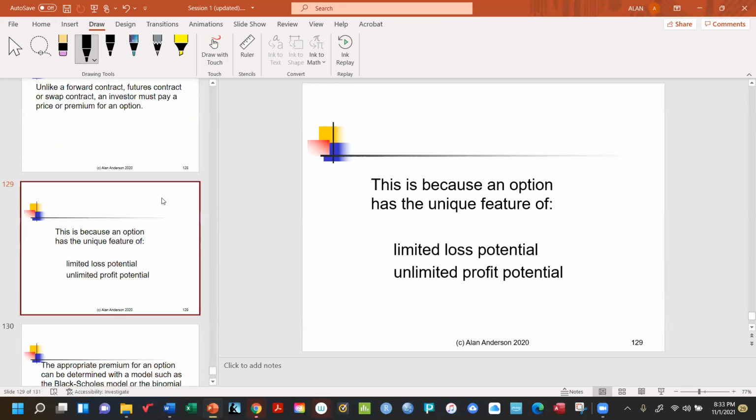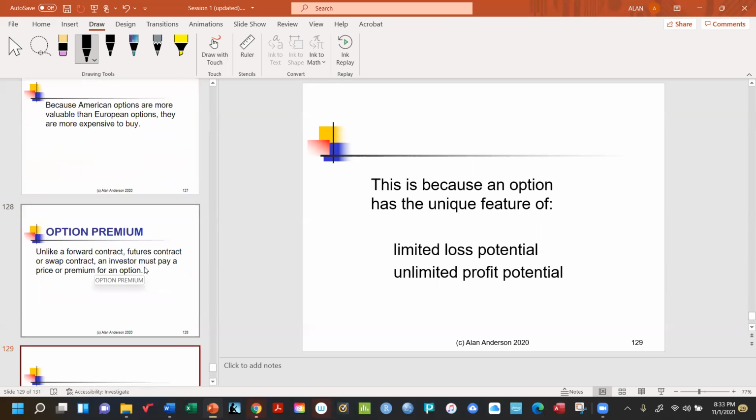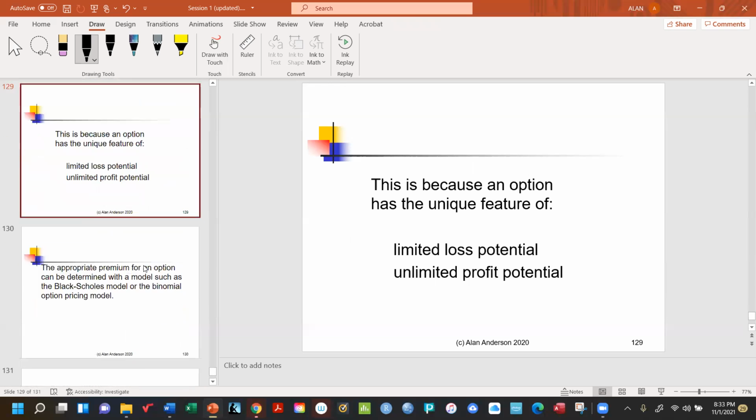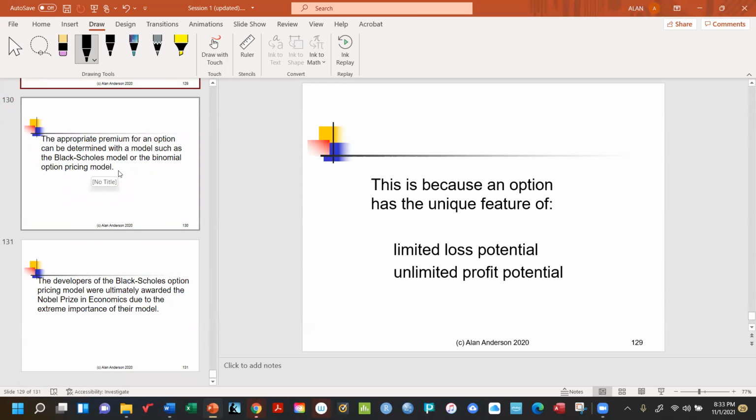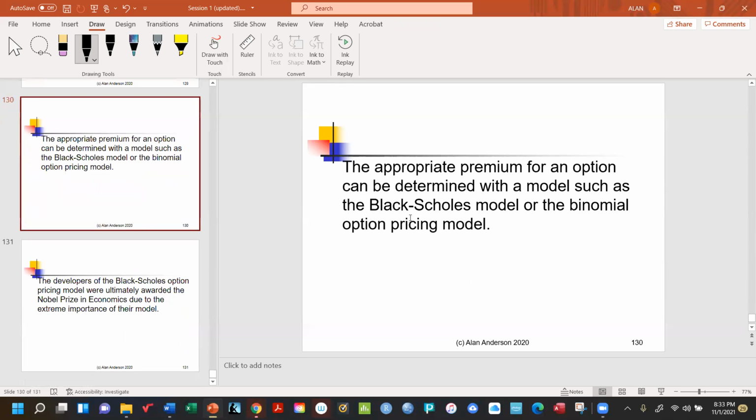Now, the pricing itself, like I said, is a very complex topic. We'll be discussing two very popular models for pricing options, which you'll see in Hull's book: the Black-Scholes model, which is a formula, and the binomial option pricing model, which we'll discuss in a few chapters. It is a more complex version of the Black-Scholes model, which makes it easier to price American style options.